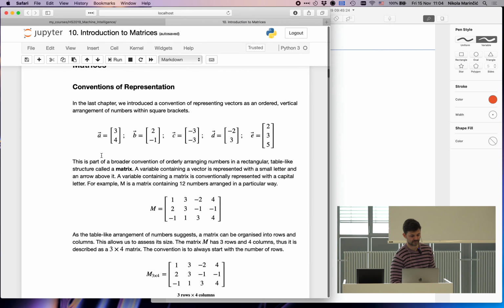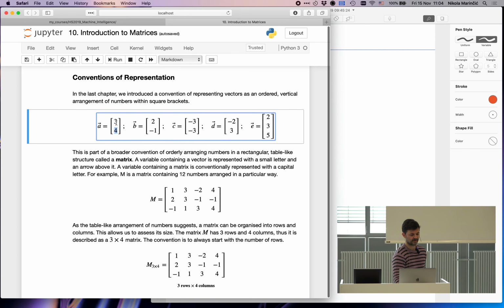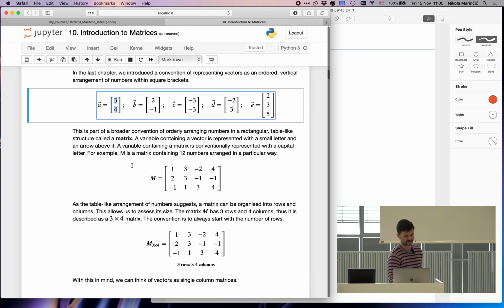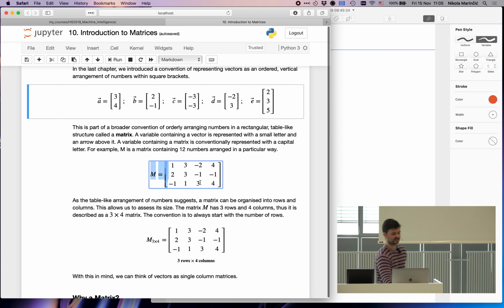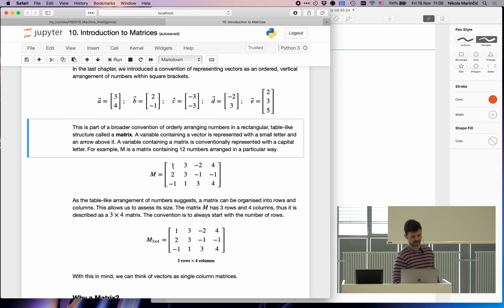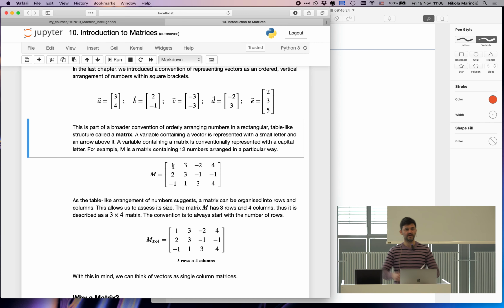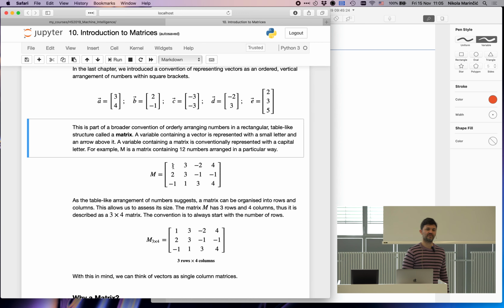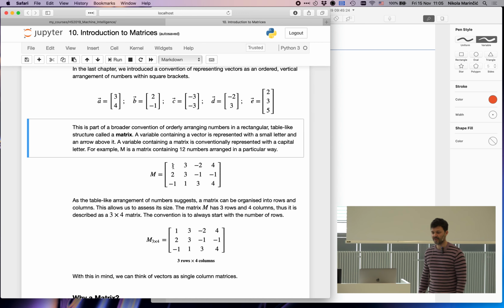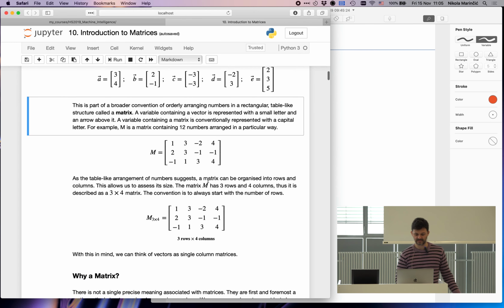Now let's see what a matrix is about. So we define vectors as this kind of vertical arrangement of numbers in square brackets. And a matrix, when you see it at first, looks different but similar. A matrix is a kind of rectangular arrangement of numbers. It's just numbers put in a kind of table. It looks almost like an Excel table. You have rows and columns. These are rows. These are columns. And there are certain numbers in each combination of row and column.